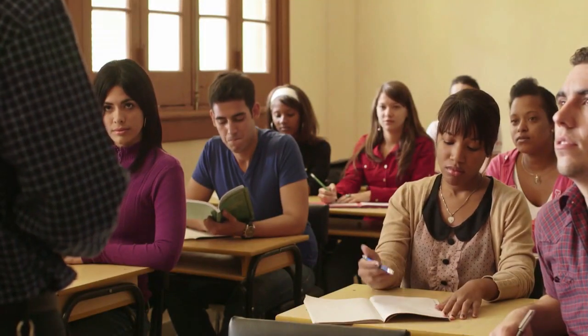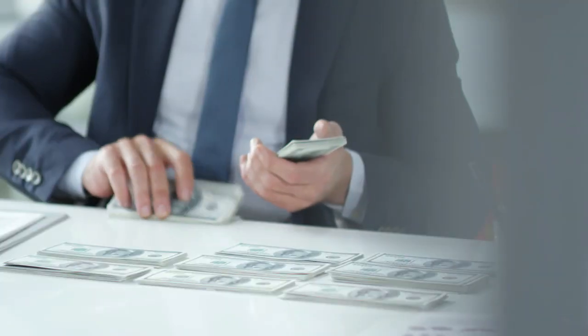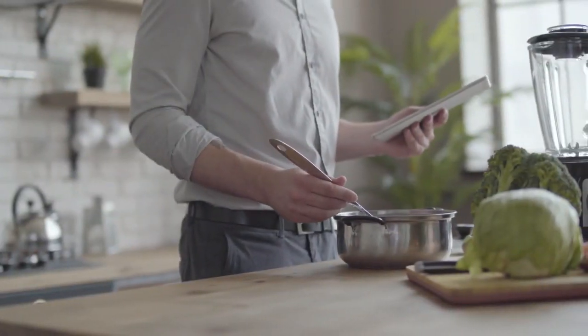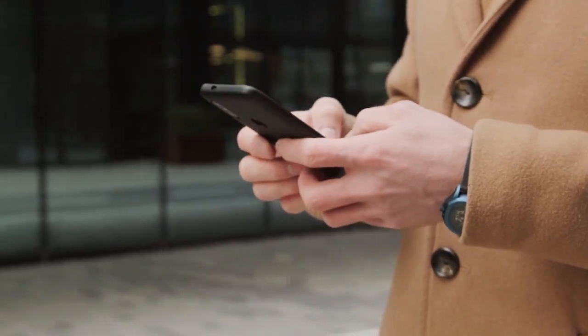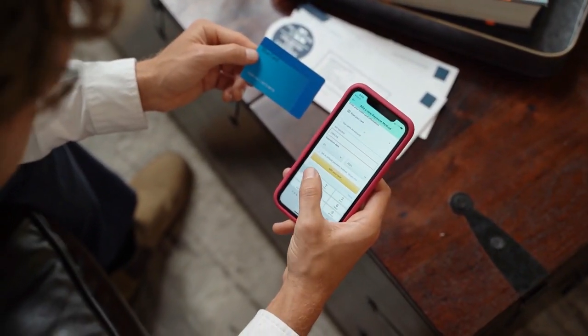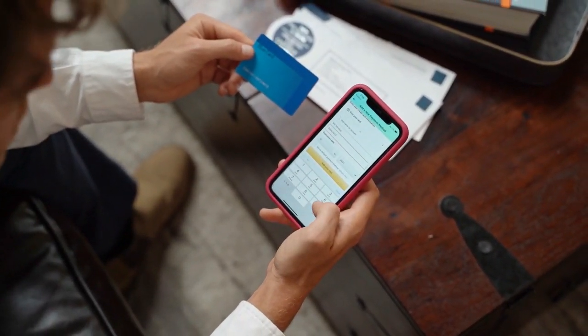Additionally, be diligent about separating personal and business expenses. It's easy for these two to mix, especially if you're self-employed, but having a dedicated business account and credit card will make it easier to track your expenses accurately.